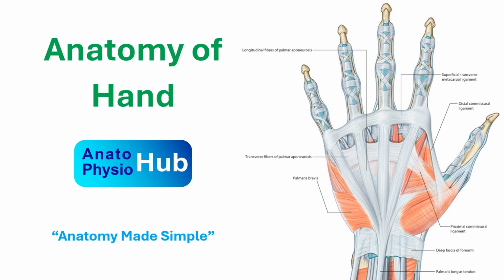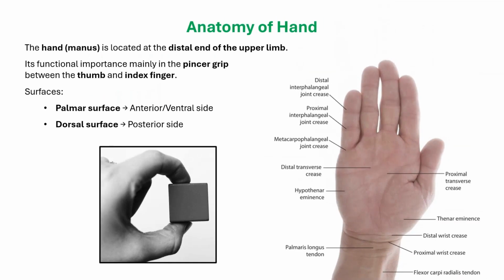In this video we learn about the anatomy of the hand. The hand is located at the distal end of the upper limb. You can see this is the hand. Its functional importance is mainly in finger grip between the thumb and index finger.